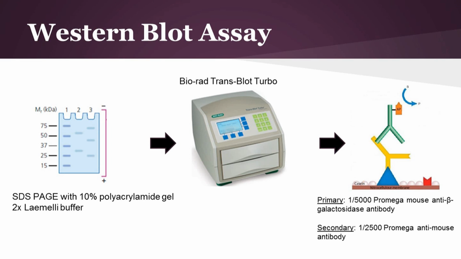Thank you, William. So with regards to the Western blot assay, we ran SDS-PAGE using a 10% polyacrylamide gel following digestion with a 2x Laemmli buffer. The gel's protein content was then transferred to a nitrocellulose membrane using a Bio-Rad Trans-Blot Turbo system. Beta-galactosidase was visualized using a Promega mouse anti-beta-galactosidase antibody for the primary antibody, followed by a Promega anti-mouse antibody conjugated with alkaline phosphatase for the secondary antibody.